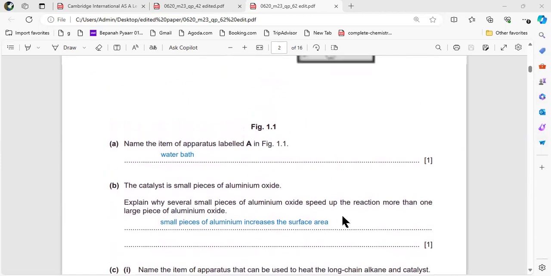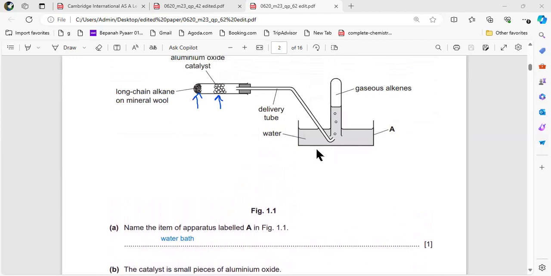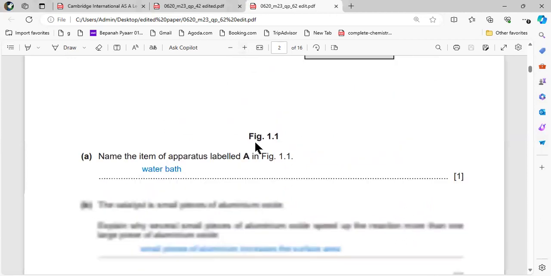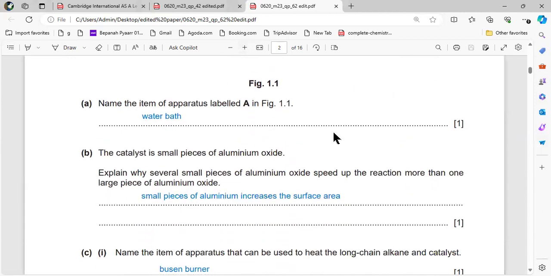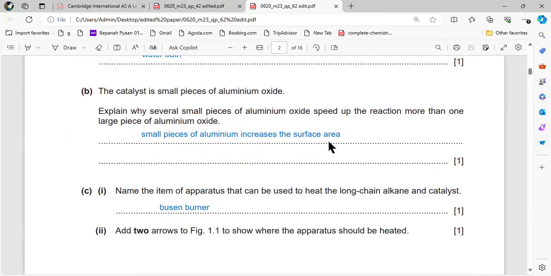Name the item of apparatus labeled A. So here A is known as water bath, or you can also write trough. The catalyst is small pieces of aluminum oxide. Explain why several small pieces of aluminum oxide speed up the reaction more than one large piece of aluminum oxide. So we know that small pieces will increase the surface area. Okay, so that is the correct answer.